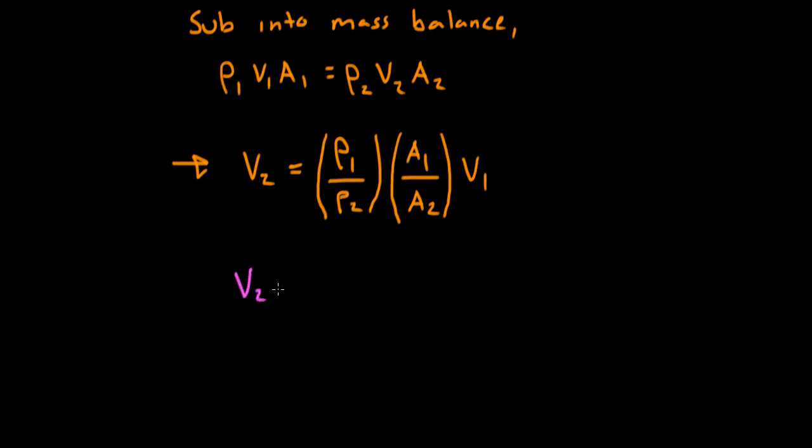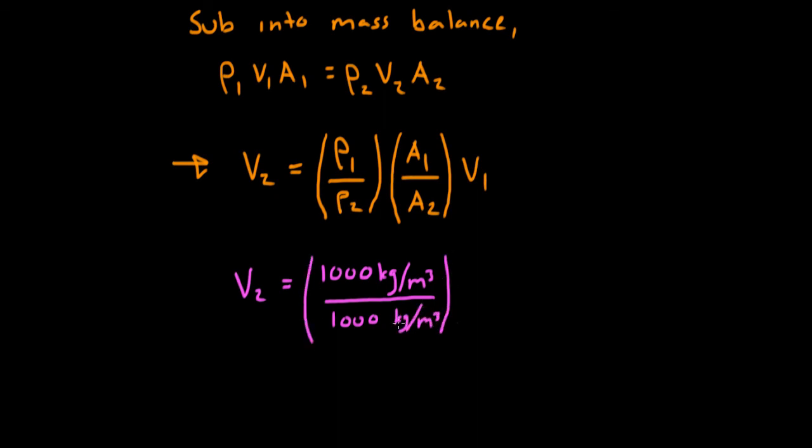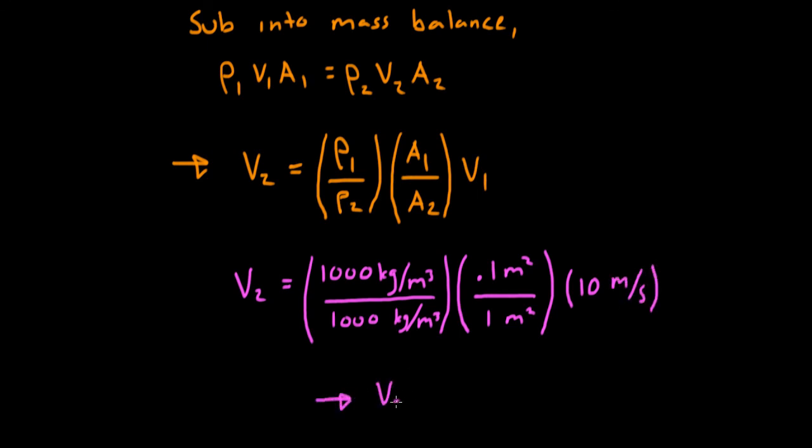Substituting the values given in the problem statement, we have 1,000 kilograms per meter cubed divided by 1,000 kilograms per meter cubed times 0.1 meters squared divided by 1 meter squared times 10 meters per second. The result is that the exit velocity is 1 meter per second, a 10 times reduction of the inlet velocity.